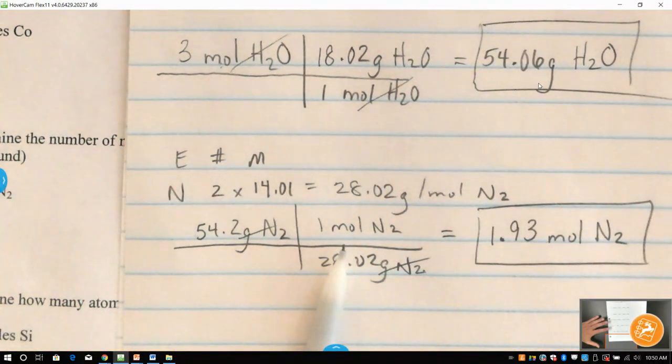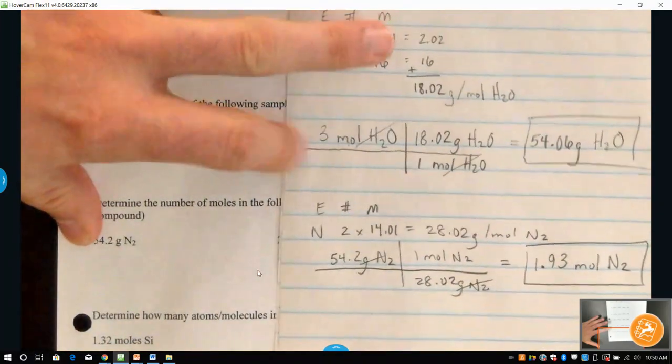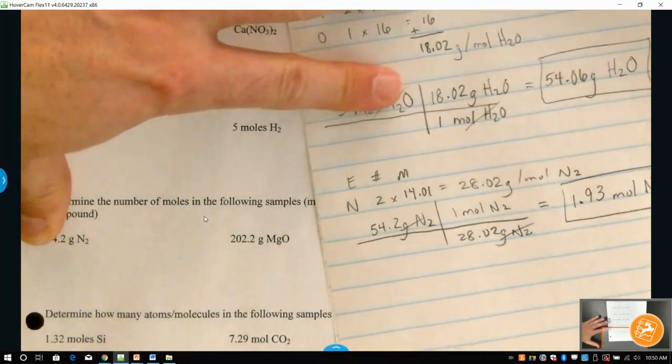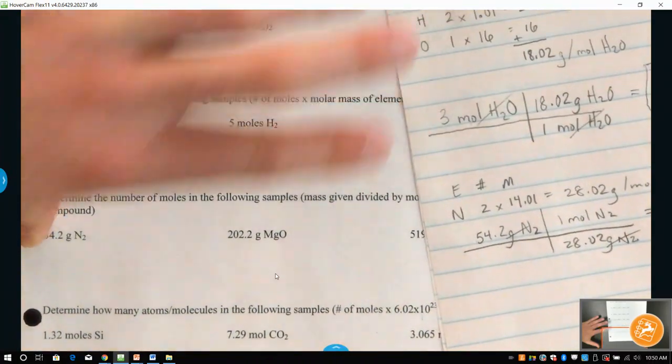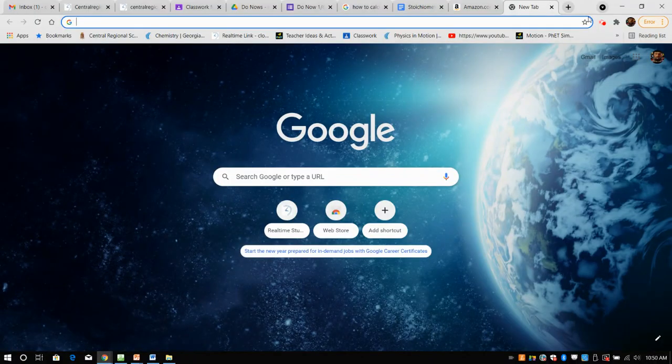So that is how we complete the assignment today. You guys will finish sections 1, 2, 3, 4. Don't worry about the bottom section here, where it's saying determine how many atoms or molecules of anything there are. All right, hope that helps.